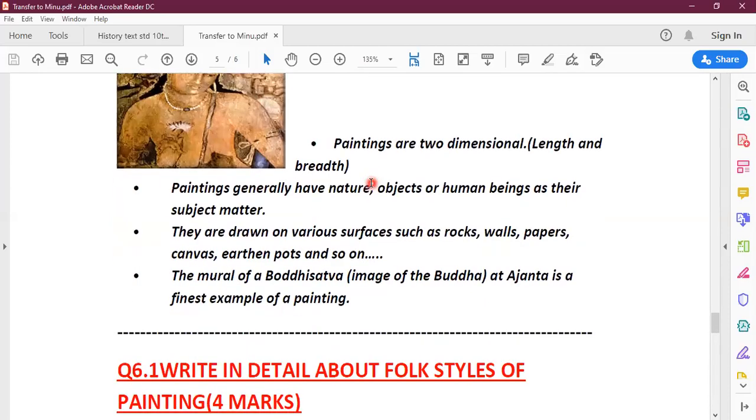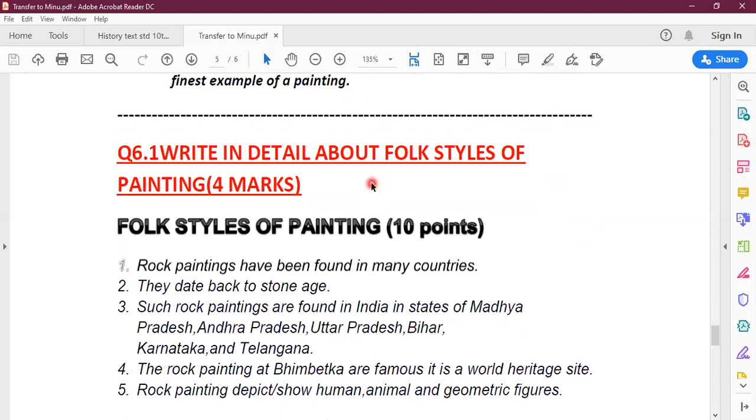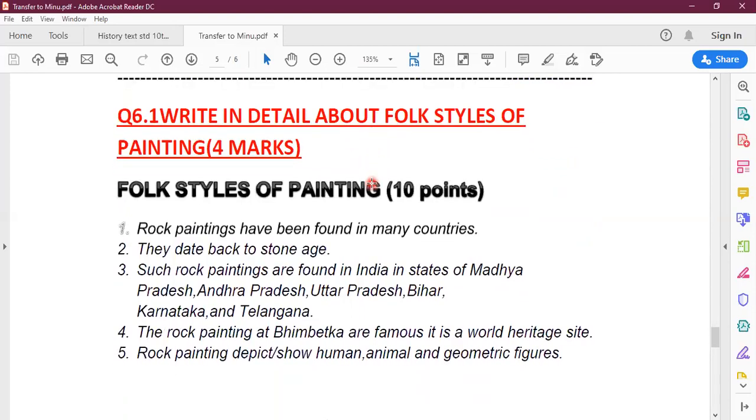Let's move ahead. We have a question in the textbook, a detailed 4-mark question, folk styles of paintings. There are 10 points in this particular answer. You must be familiar at least with 8 points to write a complete answer. Let's talk about folk paintings.